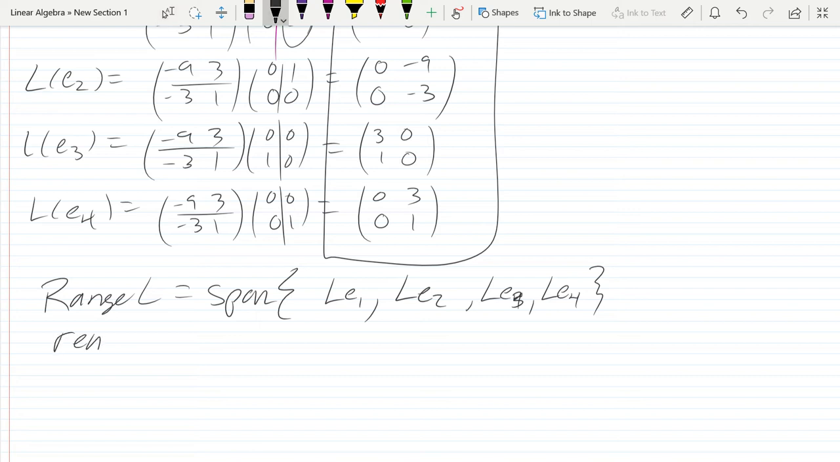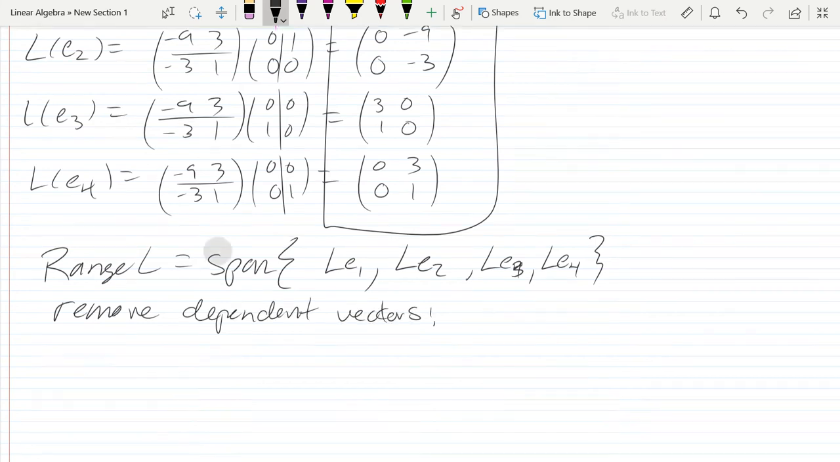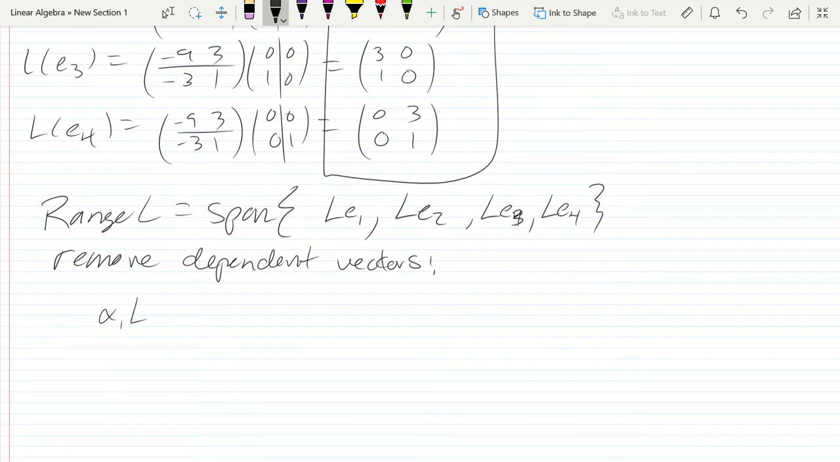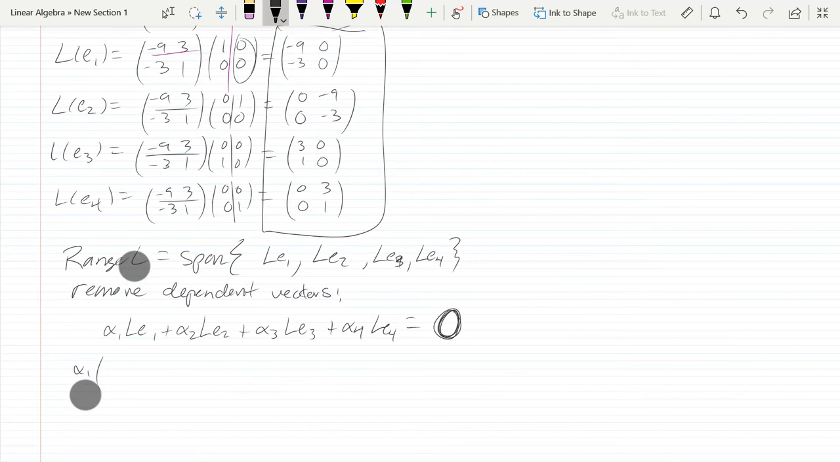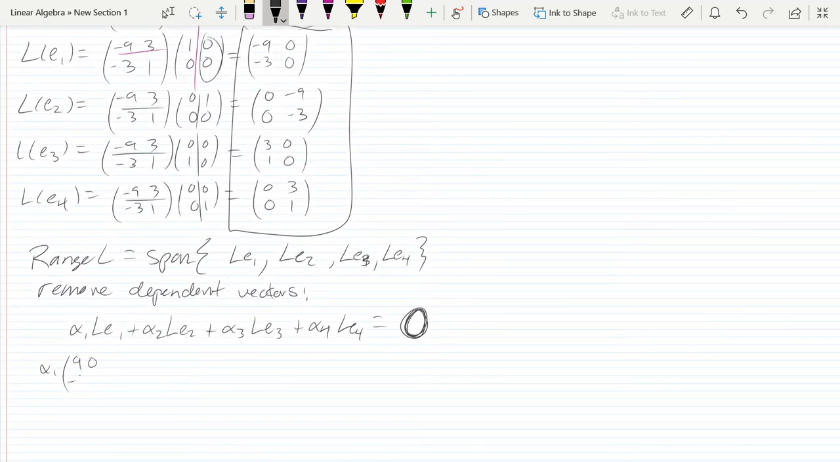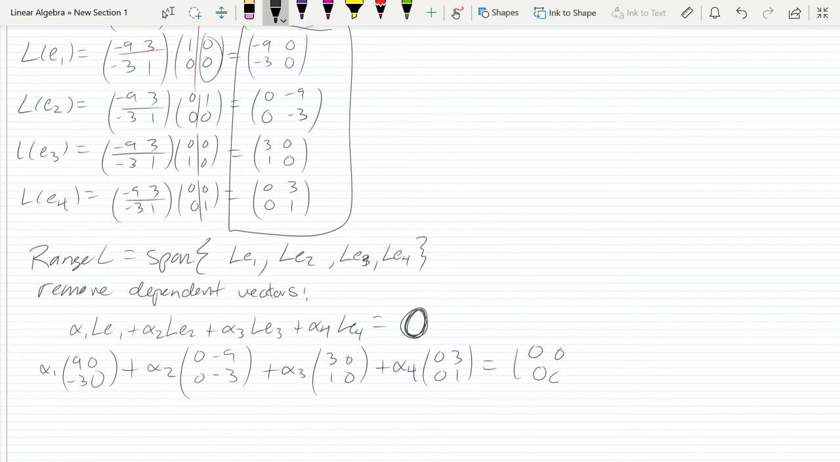So we're going to remove dependent vectors. We'll set up our linear equation: alpha 1 L(e1) plus alpha 2 L(e2) plus alpha 3 L(e3) plus alpha 4 L(e4) equals the zero vector. So it's alpha 1 times 9, 0, negative 3, 0, plus alpha 2 times 0, negative 9, 0, negative 3, plus alpha 3 times 3, 0, 1, 0, plus alpha 4 times 0, 3, 0, 1, equals 0, 0, 0, 0.